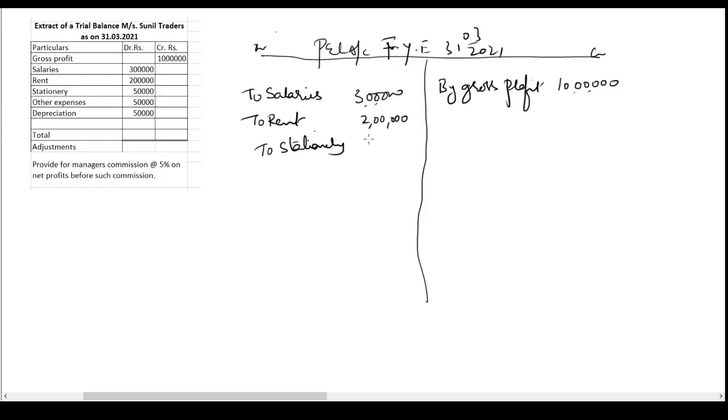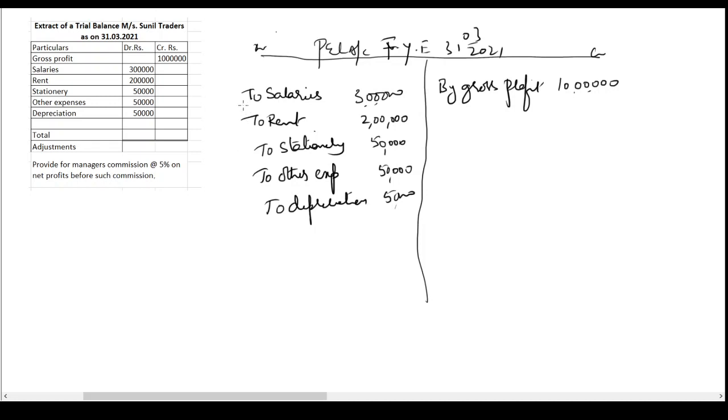We are assuming that there is no unused stationery left. Whatever was purchased during the year has been consumed. Other expenses are also debited to the P&L account, 50,000. Depreciation is also debited to the P&L account. It is 50,000. Now in the adjustments you are required to provide for manager's commission at the rate of 5% on net profits before such commission.